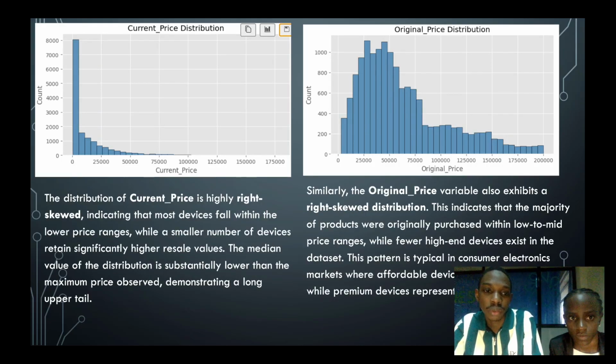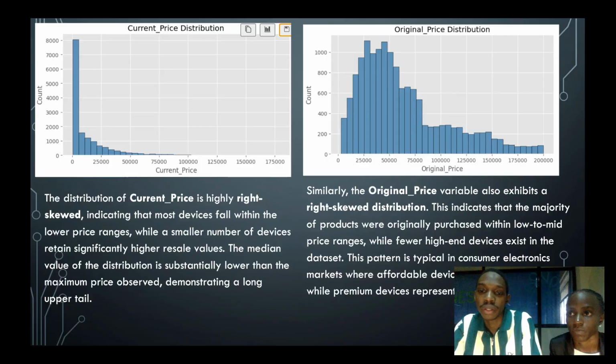Next slide, first we studied the current price distribution, and the distribution of the current price is highly right skewed, indicating that most devices fall within the lower price ranges, while a small number of devices retain significantly higher resale values. The median value of the distribution is substantially lower than the maximum price observed, demonstrating a long upper tail.